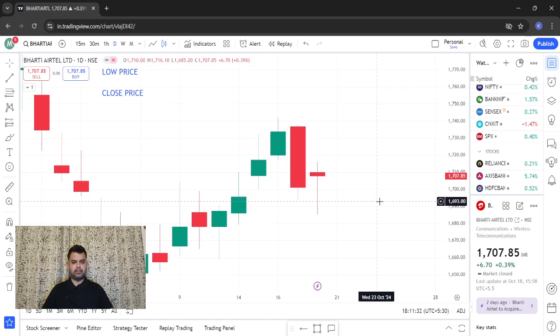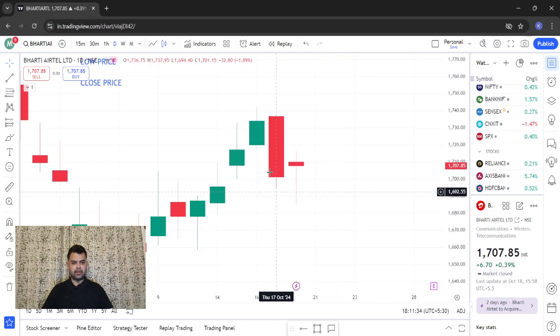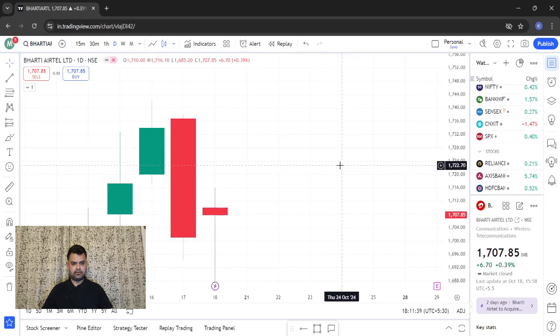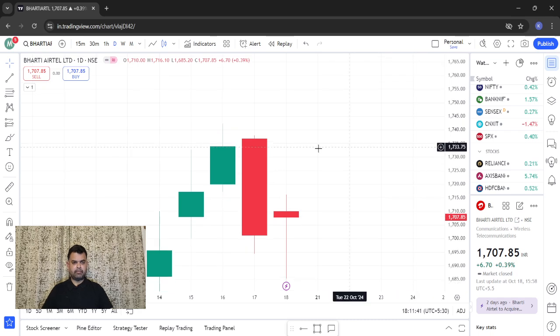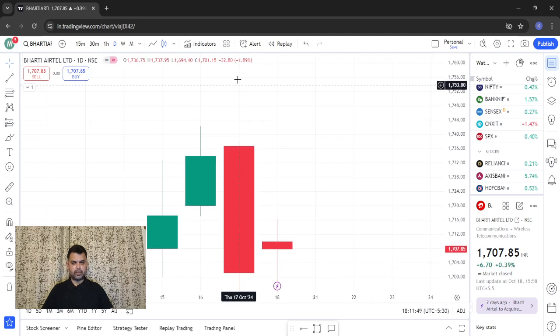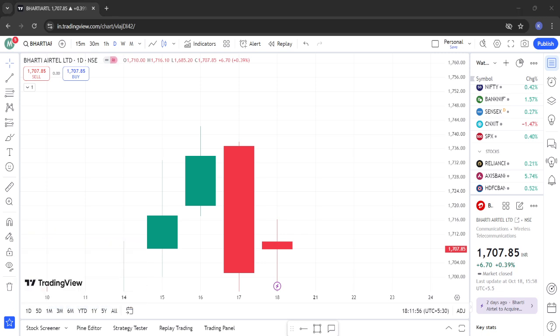So let's say a big red candle. If I place my mouse over here, on the topmost side I can see the open value. That is the price at which Bharti Airtel opened on 17th of October.